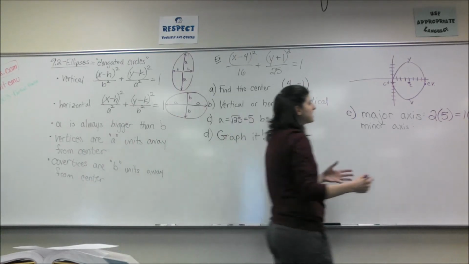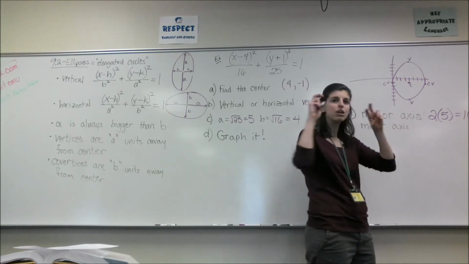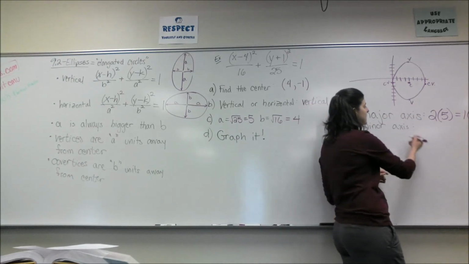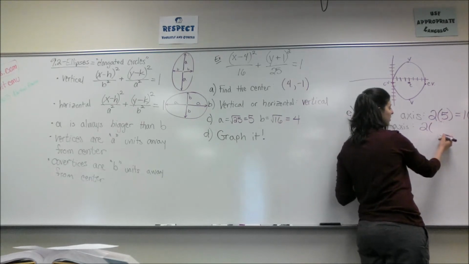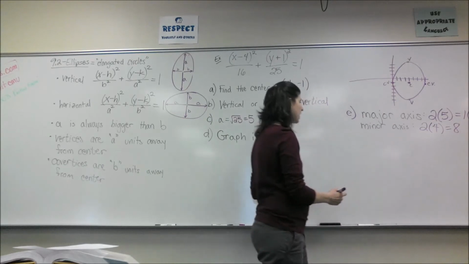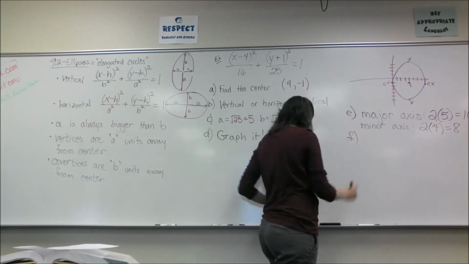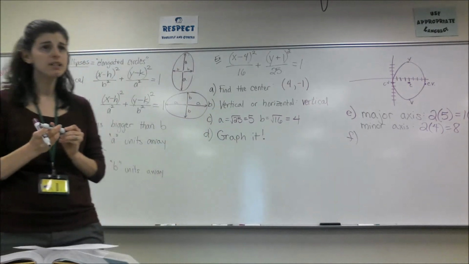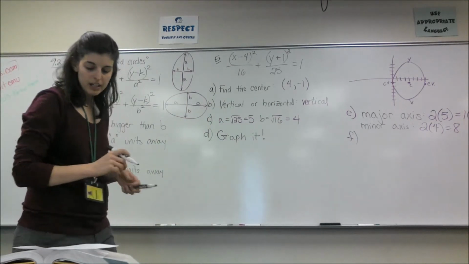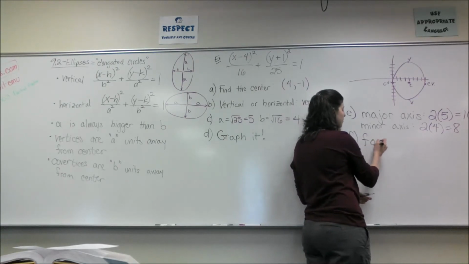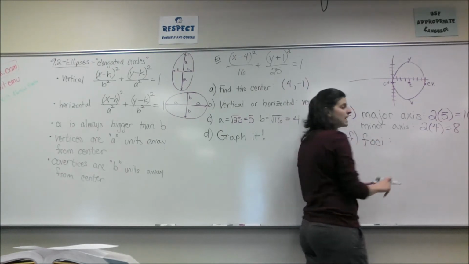The minor axis is just the other diameter, if you will. Okay? So the minor axis is going to be how long? 8 units. Good. Okay? Now we're going to do something that is called the foci. The foci is plural for focus. Okay? The foci for an ellipse requires you to find something called C.